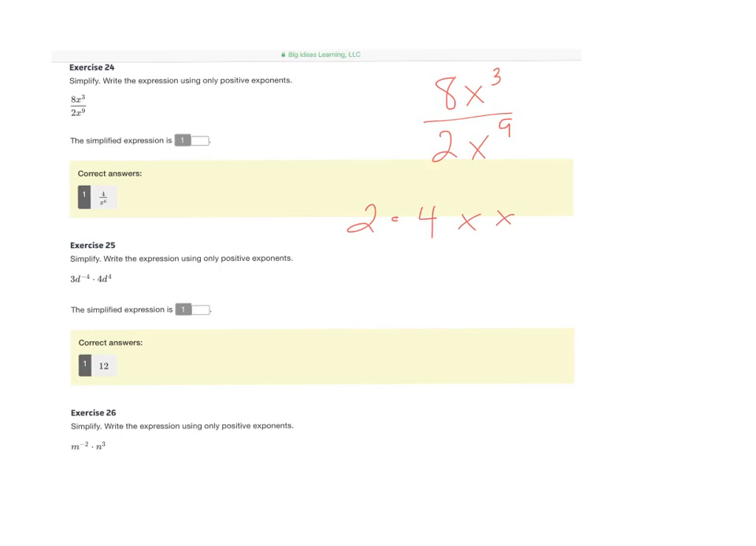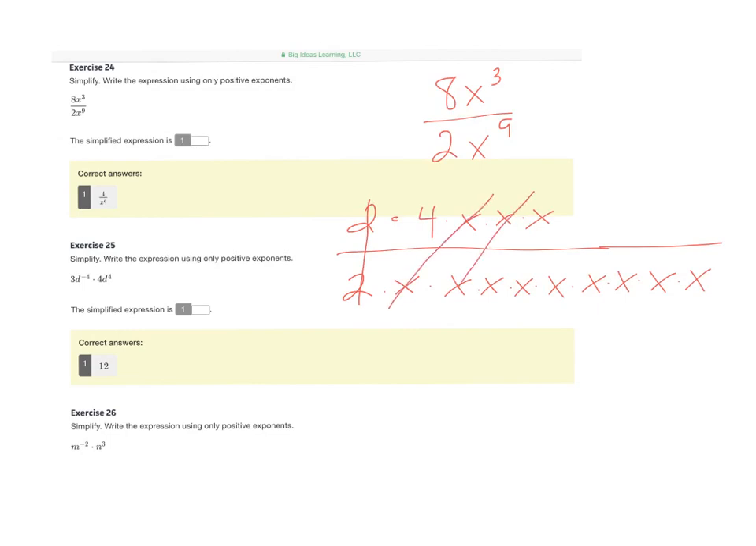Then I've got x, x, x. Down here in the denominator, I'm going to have 2x, 2, 3, 4, 5, 6, 7, 8, 9. I'm going to do this in expanded form. And so I can cross off a couple copycat fractions. I can get rid of that. I can get rid of 1 set, 2 sets, 3 sets. I'm left with 4 over 1, 2, 3, 4, 5, 6 x's. 4 over x to the 6th.